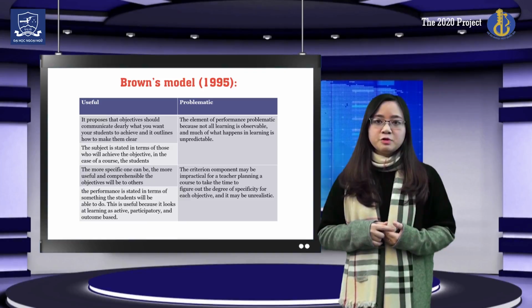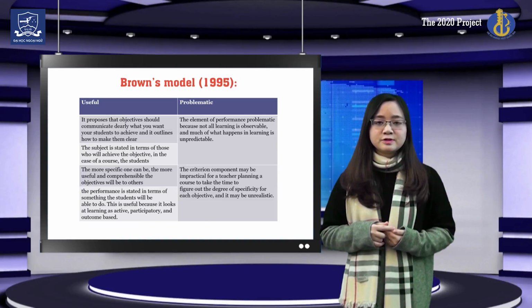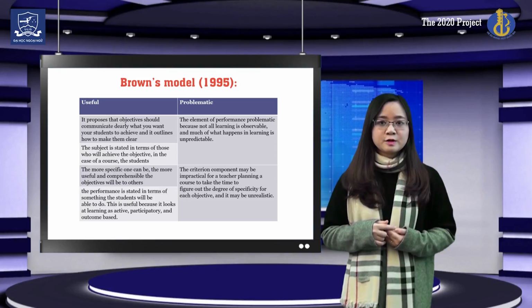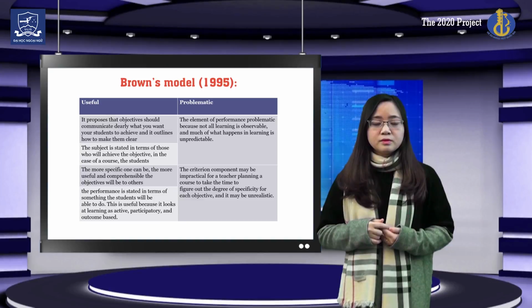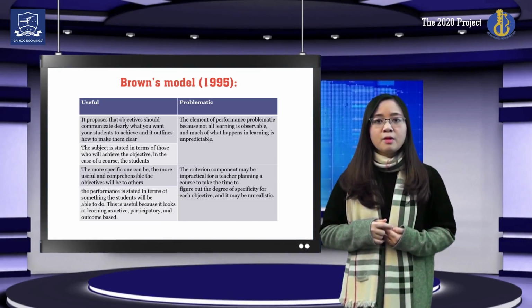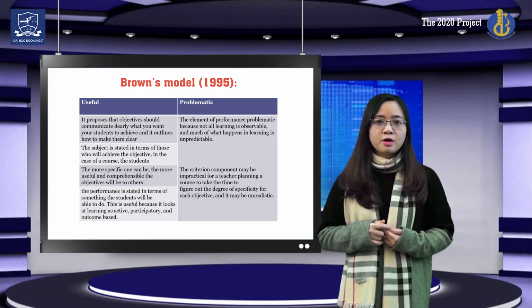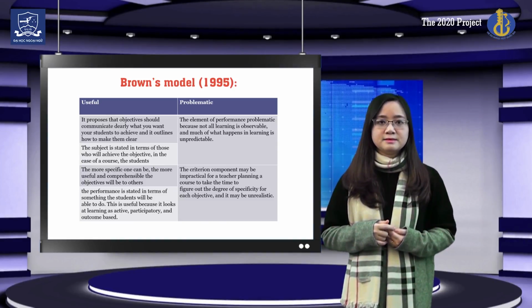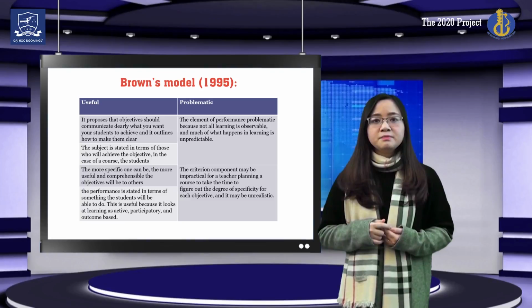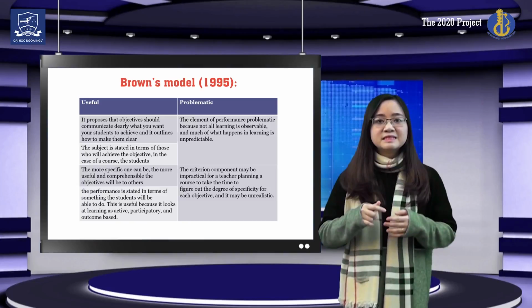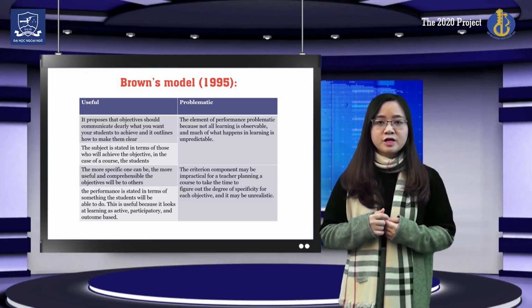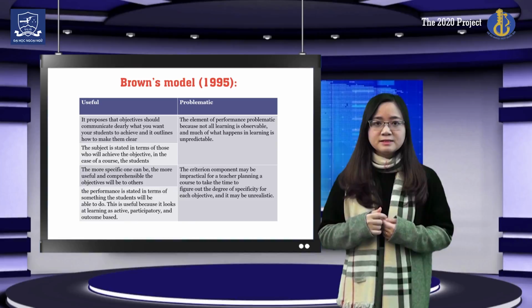In describing criterion, one states the quality or level of performance that will be considered acceptable. This is useful because it helps to set standards and to hold oneself and one's students accountable. However, the criterion component was found the most problematic for a number of reasons. First, it may be impractical for a teacher planning a course to take the time to figure out the degree of specificity for each objective, and it may be unrealistic.